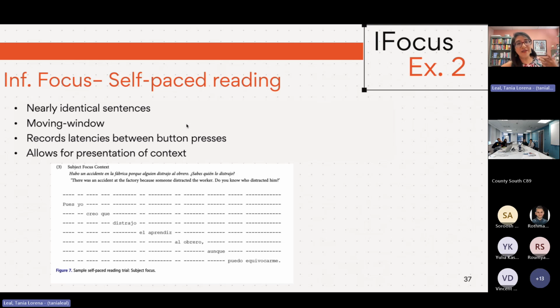And the other one is self-paced reading. You probably know it very well. Nearly identical sentences. We use moving windows. We record latencies between button presses. And of course, we can also present the context, the non-moving context, and then we can do the self-paced segments. Because the task is self-paced, we record latencies between button presses, and it lets us test how participants integrate information across clauses in real time. Now, with this one, there's no rereading, right? So we don't have those measures here.